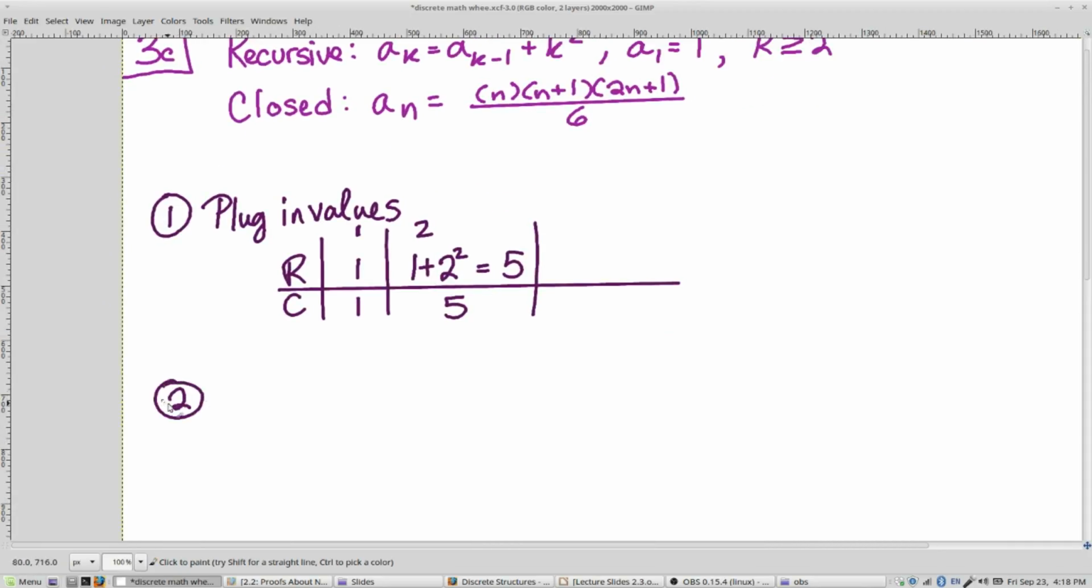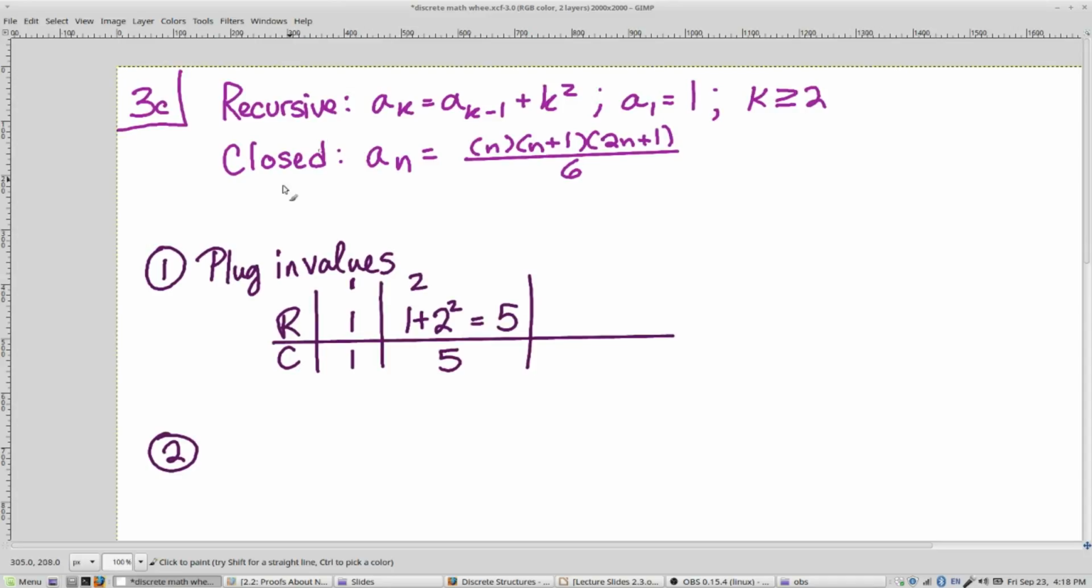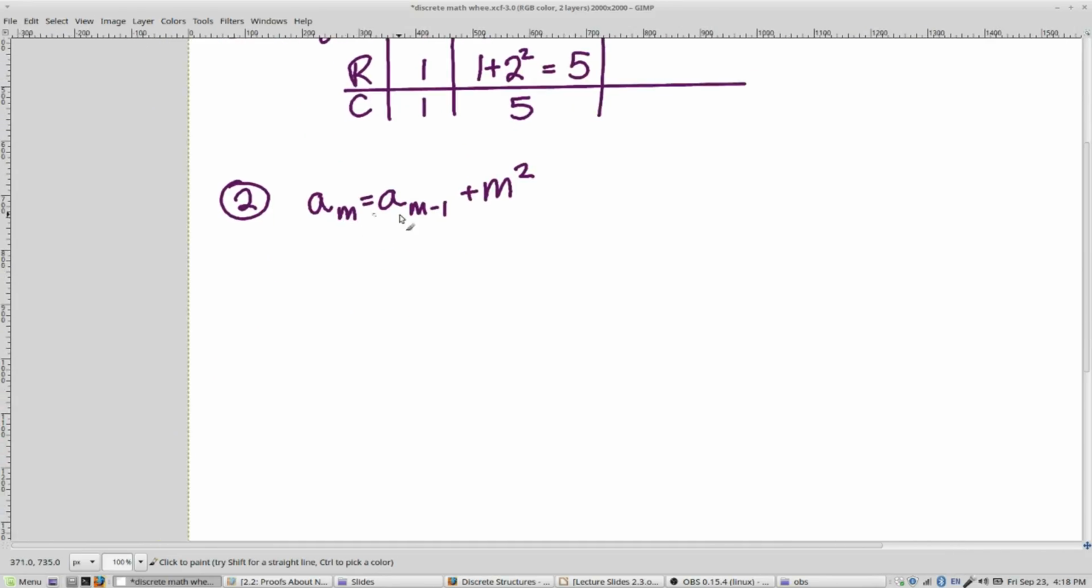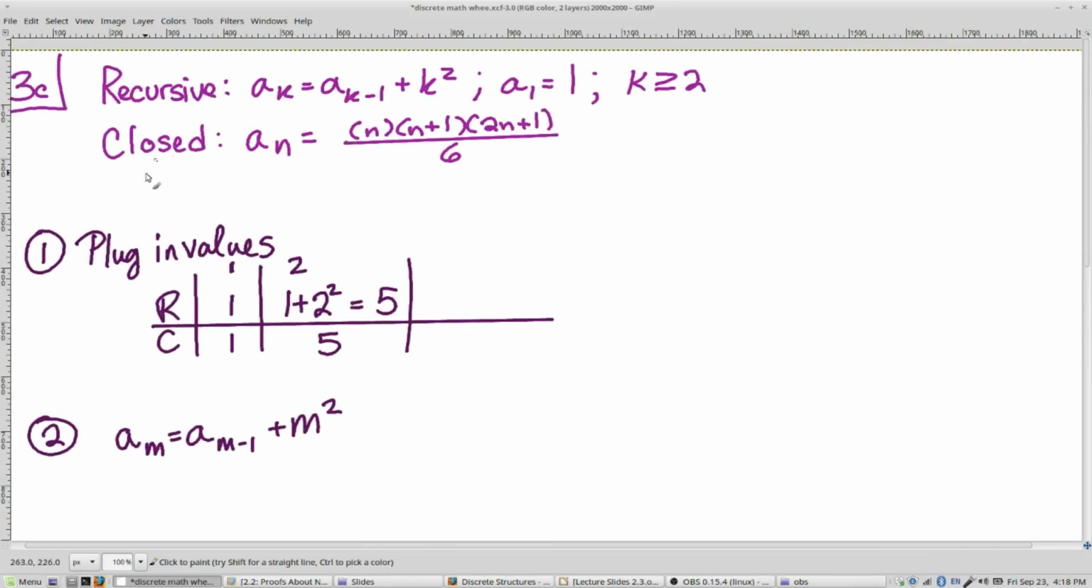So next we have to think about actually getting the recursive formula and the closed formula to match. Again, let's rewrite the recursive formula, but using m. So a at position m, a sub m, is equal to a sub m minus 1 plus m squared. That's our general version. But we don't have a value for a sub m minus 1, so we're going to use the closed formula over here. So a sub m minus 1 is equal to, and we have to plug it in over here.